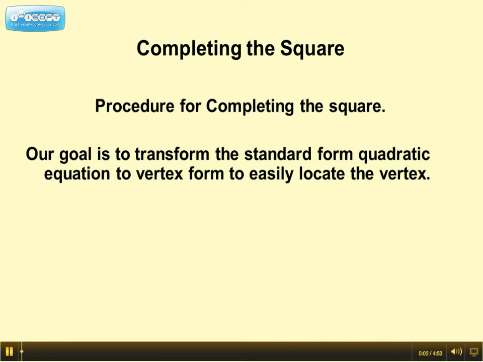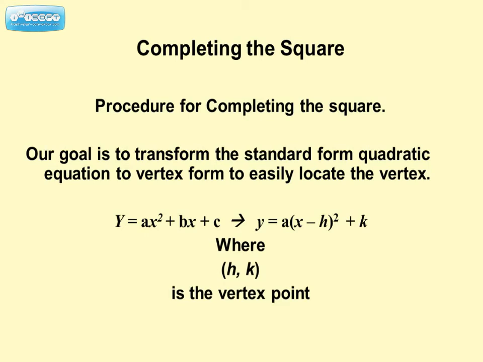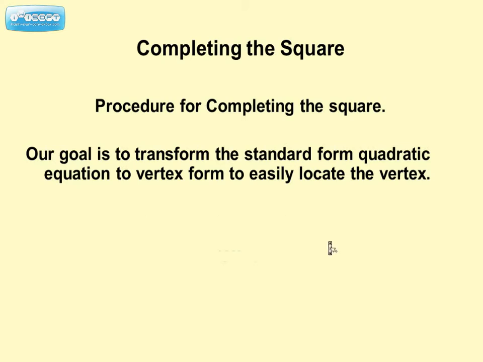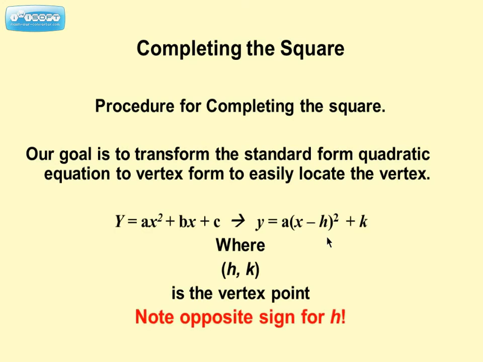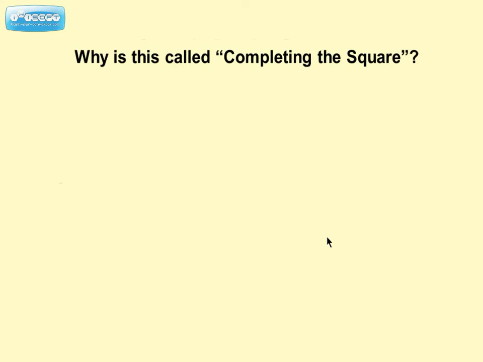In this presentation, we will review the procedure for completing the square. Your goal is to transform the standard form quadratic equation to vertex form to easily locate the vertex. This is a procedure you reviewed in Algebra 2. If you notice, when we do this transformation, the vertex point is (h, k). Please note the opposite sign for h in determining the vertex point.